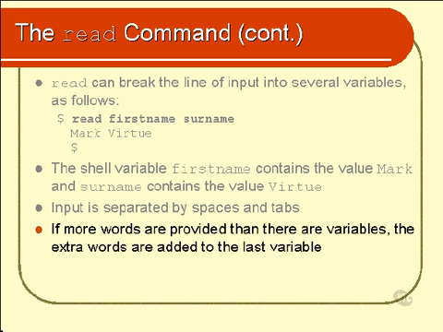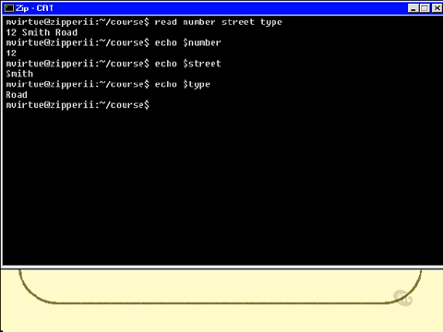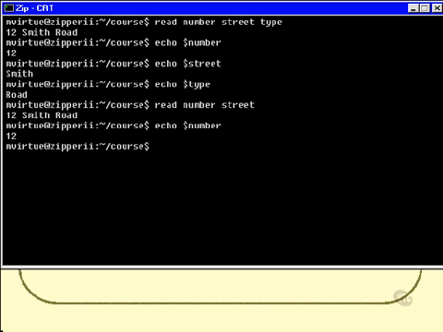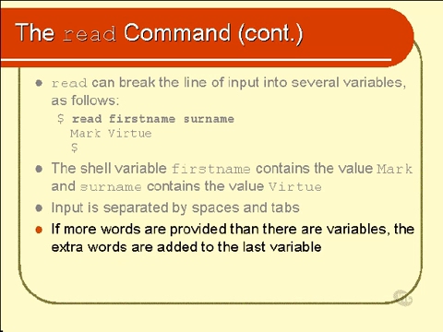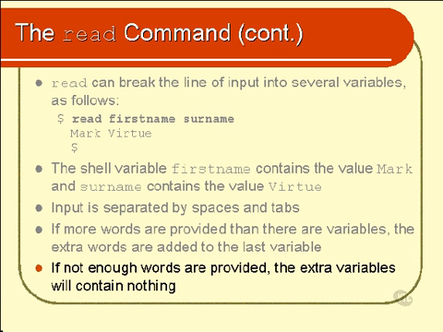Let's have a look at the street example again, just to see if we didn't specify enough variables. If I typed in read number, street, and then typed in 12 Smith Road, then the contents of number are the same, and the contents of street are Smith Road. Okay, that's fairly self-explanatory, I'm guessing. And finally, if not enough words are provided, then the extra variables that didn't get filled just simply contain nothing.